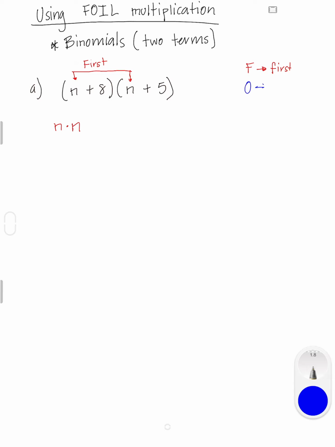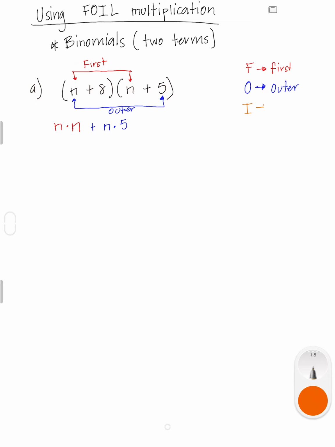Then the letter O stands for the outer terms. So the outer terms, in this case, is n. So this is like on the outside, so the most left, right? And then 5 is the outer term. So those are the ones on the edges of the entire product. So these are the outer. So we're going to have plus n times 5.